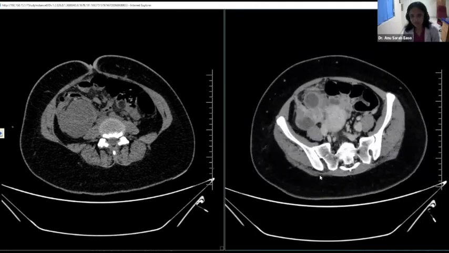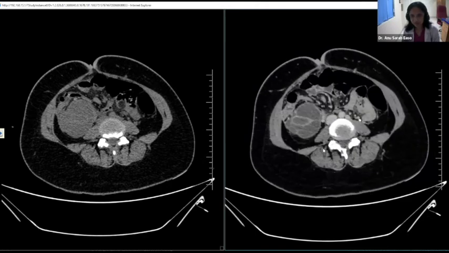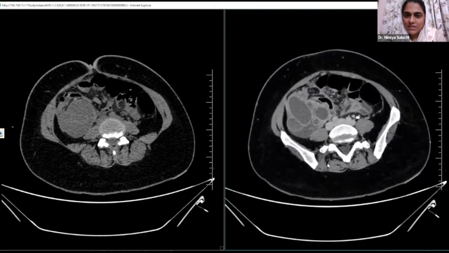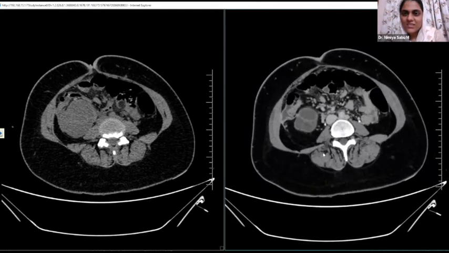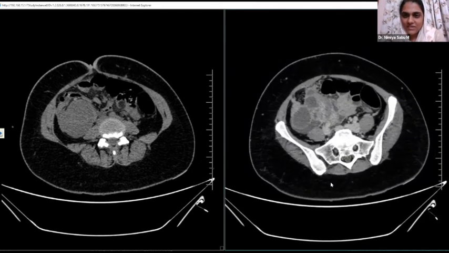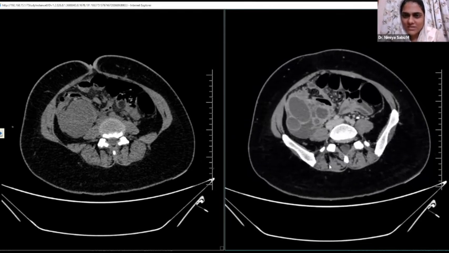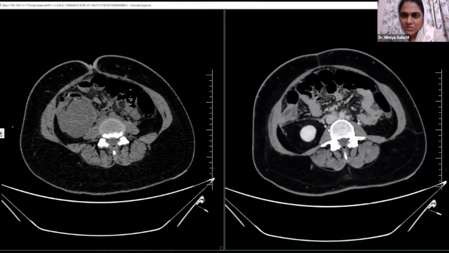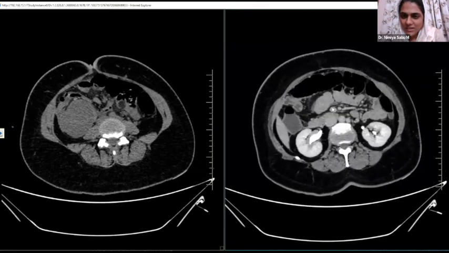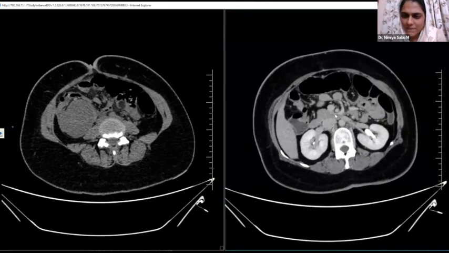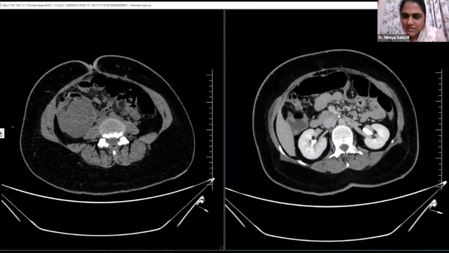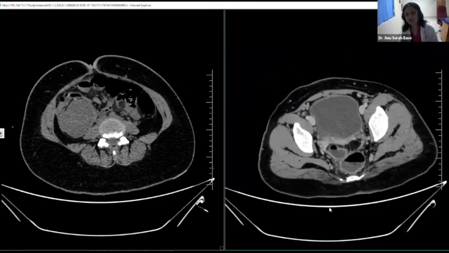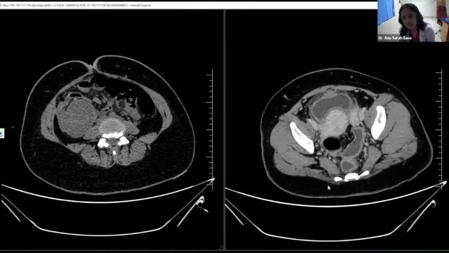Anything else? Appendix is visualized and it appears to be normal in caliber with multiple luminal air pockets seen within. So might be normal. What are your other differentials? Any other positive finding?